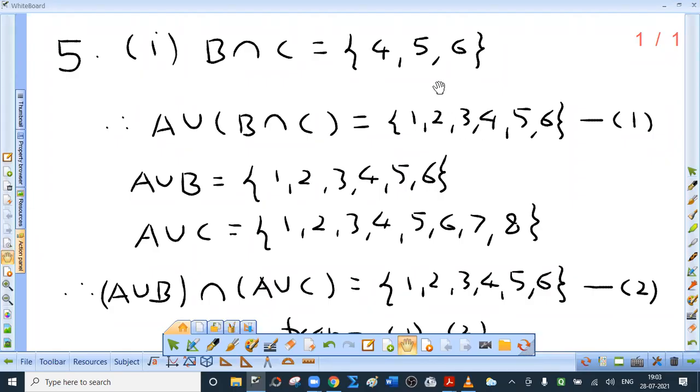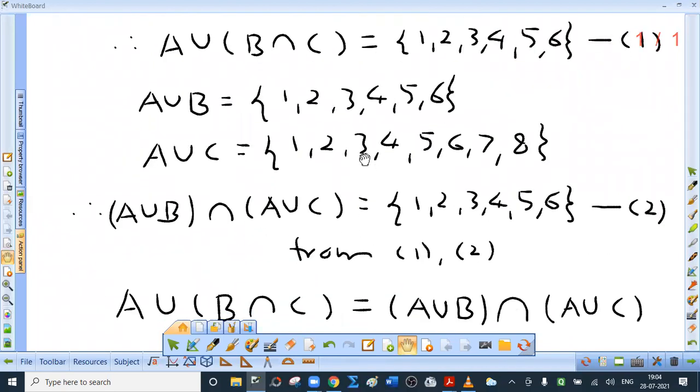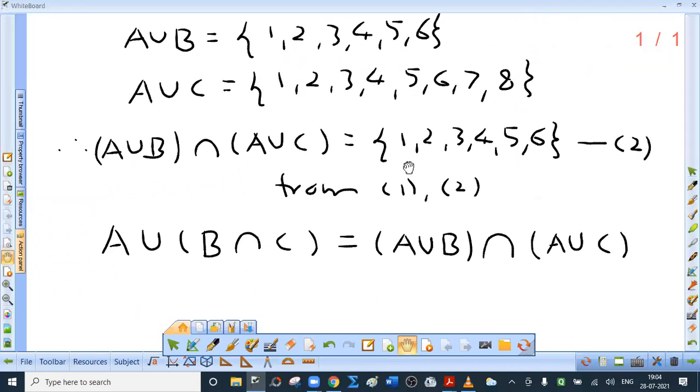So what is B intersection C? 4, 5, 6. Then its union with A: 1, 2, 3, 4, 5, 6. A union B: 1, 2, 3, 4, 5, 6. A union C: all elements in A, all elements in C, but one element is to be written once only. So 1, 2, 3, 4, 5, 6, 7, 8. Now the intersection of these two. Now from 1 and 2 it is clear that A union B intersection C is A union B intersection A union C. You may write a note that this is the distributive law.